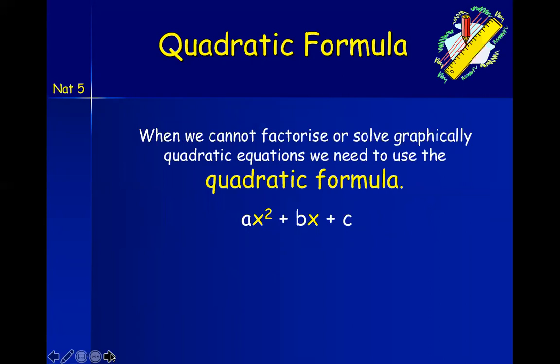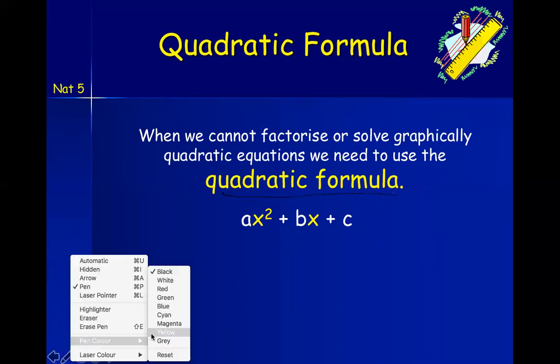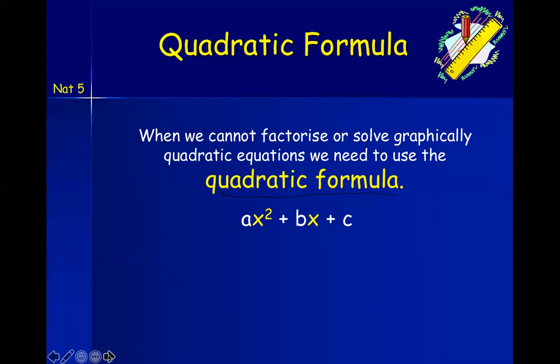If you can't factorize, or you can't solve graphically by using the graph like we've been doing for the past hour or so, then your only option is to use what they call the quadratic formula. That's the only option you've got. It's given in the formula sheet.